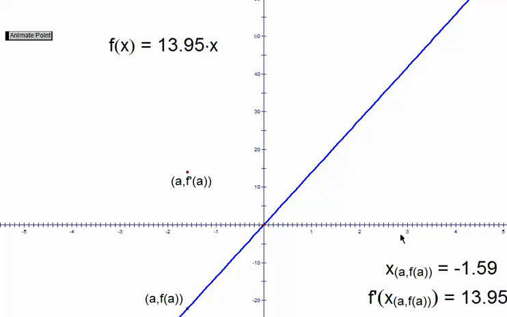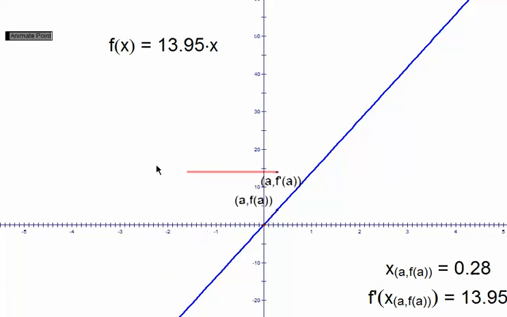If the derivative is going to be 13.95 at all the points, then the derivative is just going to be a horizontal line passing through 13.95. The slope of this line is a constant 13.95, so the derivative is a constant value of 13.95. This is its own function. Okay, how about this one?